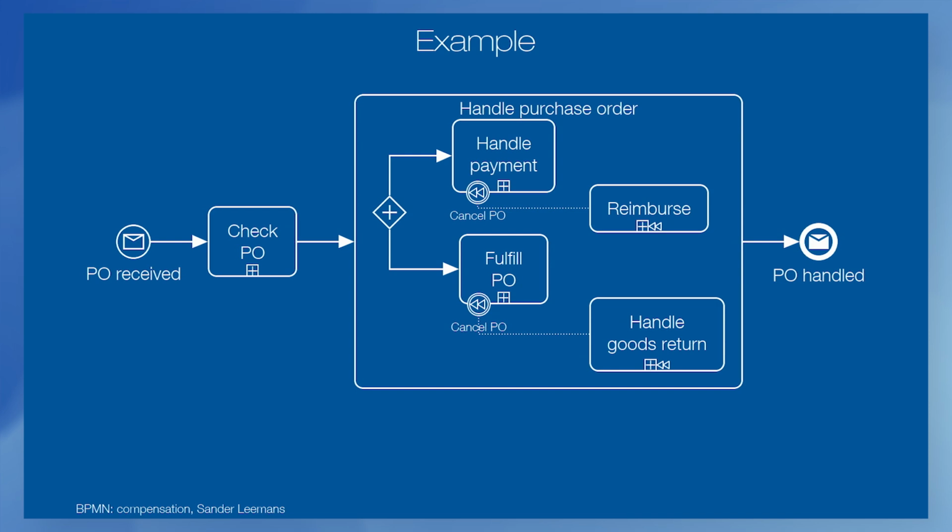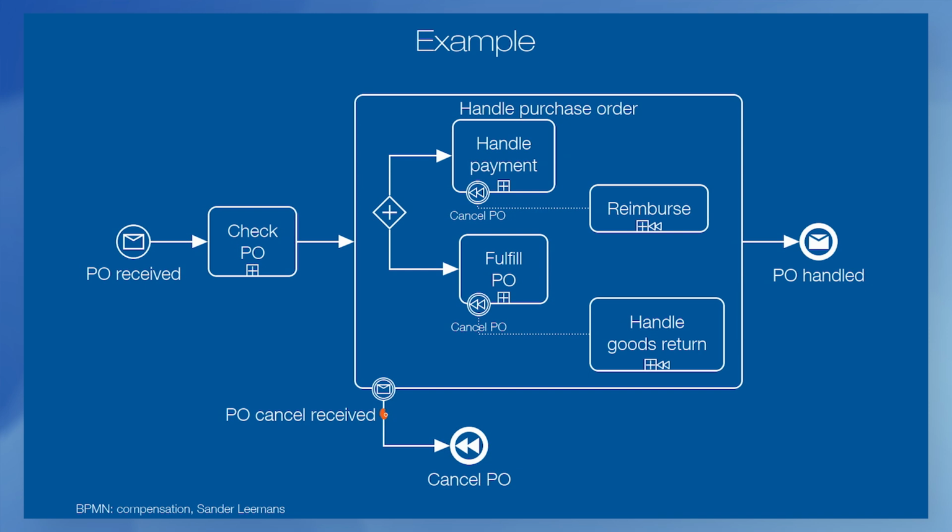We still need to throw the compensation, and we do that on receipt of a message because we need to compensate when the customer cancels the purchase order. So we add a boundary event to the handle purchase order, and that will stop execution. On receipt of a message of purchase order cancel, the whole sub-process of handle purchase order will be cancelled. Then a token will arrive at this cancel PO end event, and that will trigger the compensation. So notice that this handle purchase order is not there anymore when we execute the compensation.